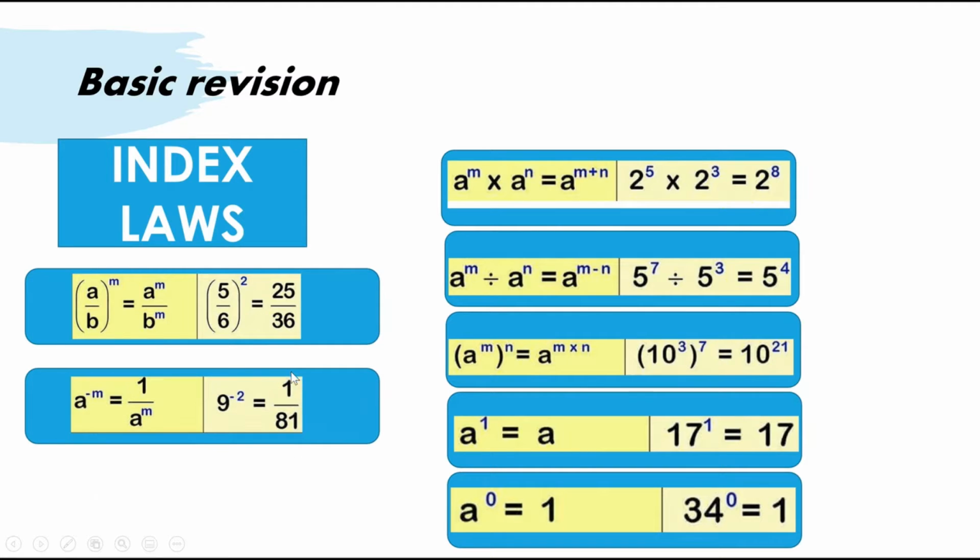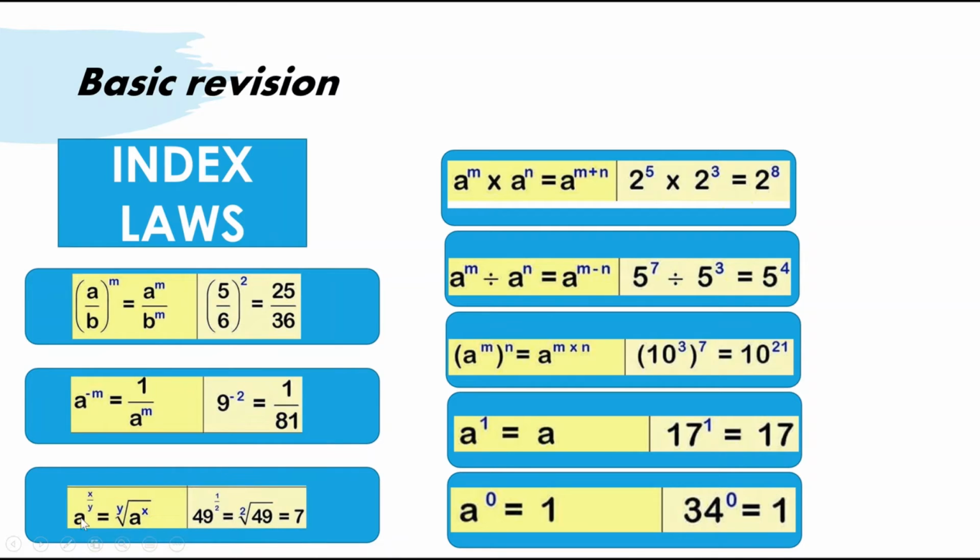Similarly, if the power or the exponent is a negative number, that is minus m, then the answer becomes the reciprocal of that number. For example, a to the power minus m becomes 1 by a to the power m. An example is here: 9 to the power minus 2 is equal to 1 divided by 9 to the power 2, which is 9 square, which we can write as 1 by 81.